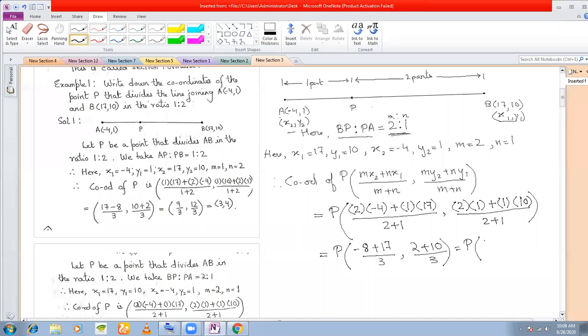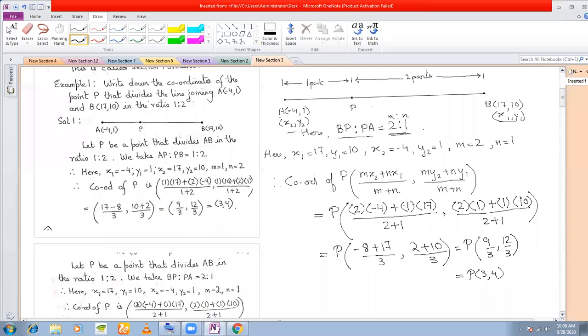P is 9 by 3, 12 by 3, which is P (3, 4). You see, as earlier we have got the coordinates of P as (3, 4). But this time the change was that instead of starting from A, instead of taking A as x1, y1, we took B as x1, y1.